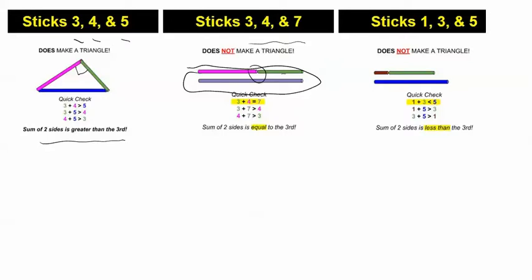Same thing if it's less. If it's less, then it definitely can't form a triangle because it can't even connect with the end there. And so the only satisfying requirement here is that it is going to be greater. Make sure that it's greater than the third.